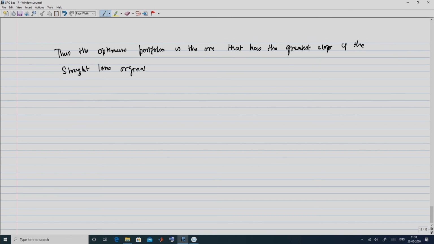Thus, the optimum portfolio using Roy's safety first criteria is the one that has the greatest slope of the straight line originating at R_f and passing through the portfolio.